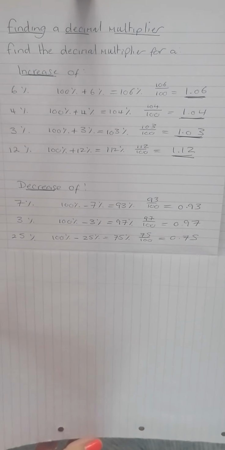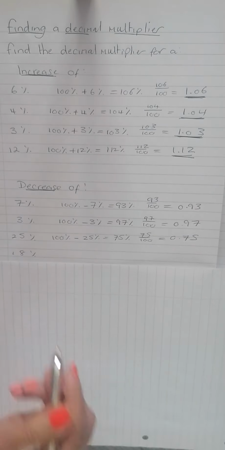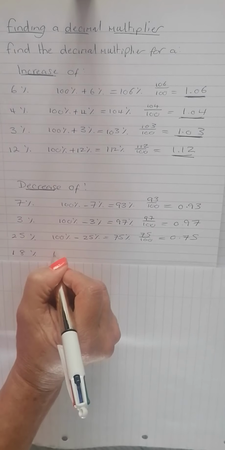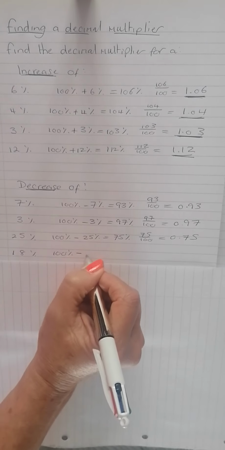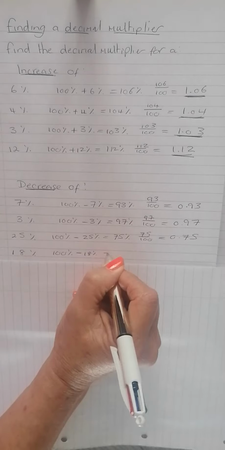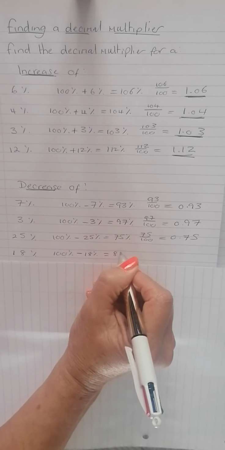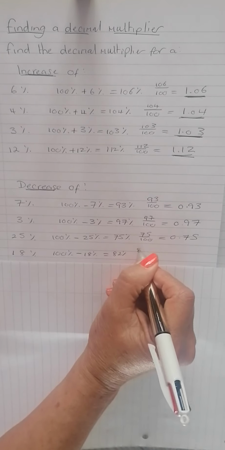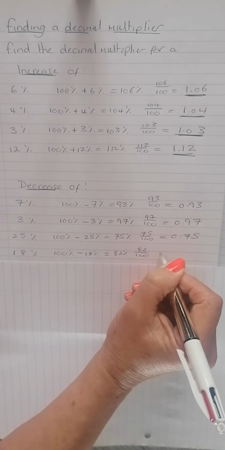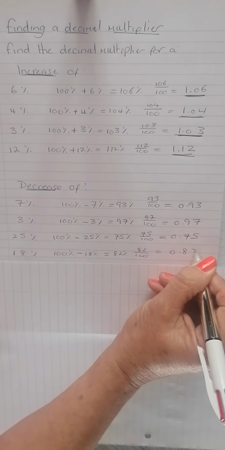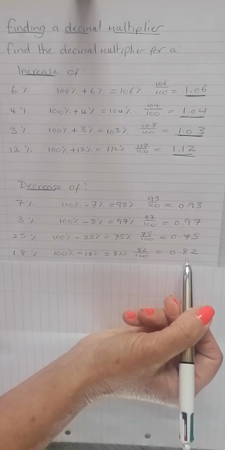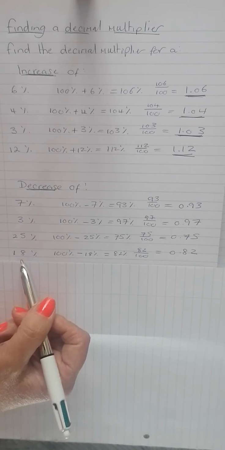Do one more of these. Decrease by 18%. 100%, take away 18%, equals 82%. And to make that into a decimal number, you divide by 100. So that will be our decimal multiplier when you decrease by 18%.